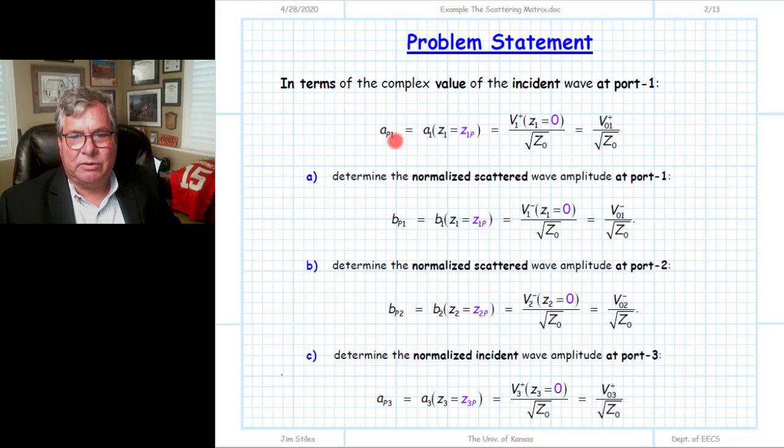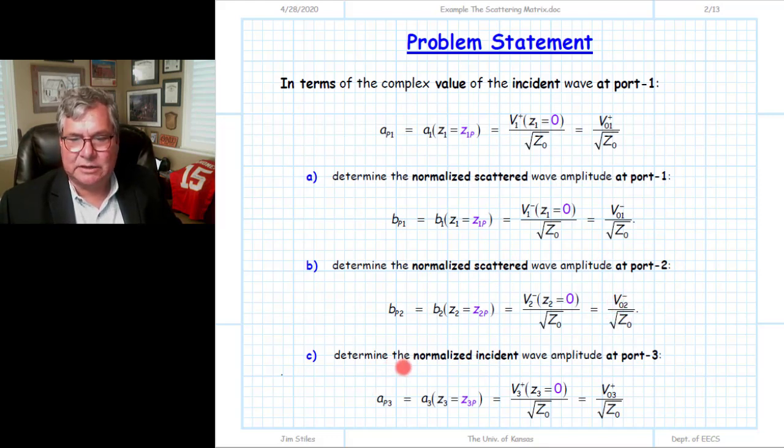In terms of this value, AP1, we want to determine the normalized scattered wave amplitude at port 1, this BP1, the normalized B wave evaluated at the port plane of Z equal to 0, which would simply be equal to this. Now we have V01 minus divided by the square root of Z0. Likewise, the normalized scattered wave at port 2 is V02 minus divided by the square root of Z0.